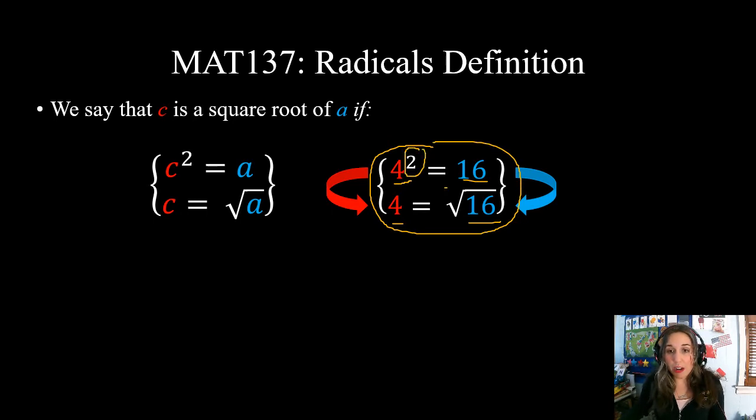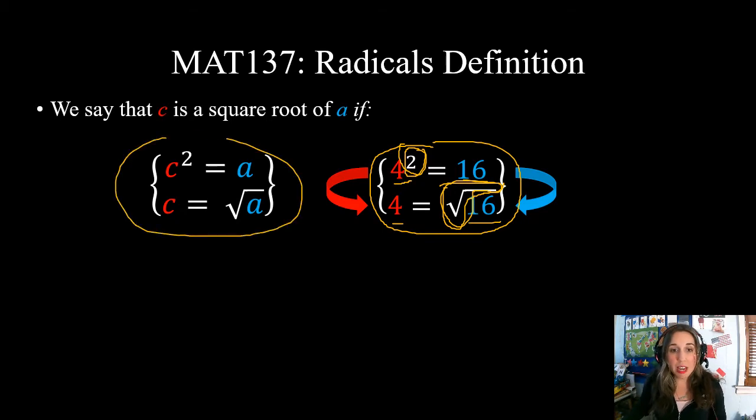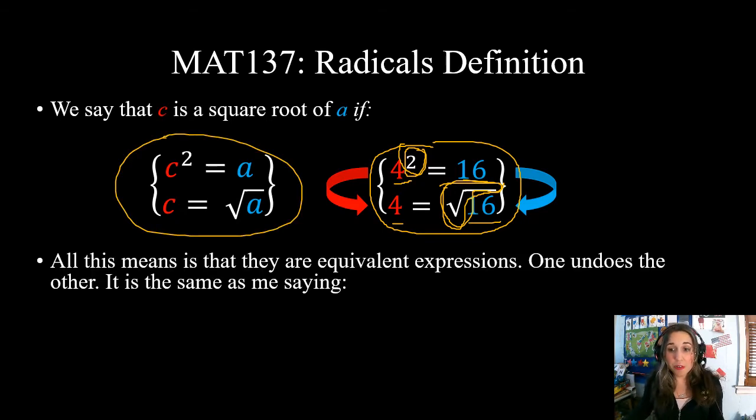Exponents and radicals, you guys, are inverse operations. One undoes the other. How do I undo this exponent? Well, I take the square root, right? I take the radical of it. All right, that's all this is saying, that they are equivalent expressions.